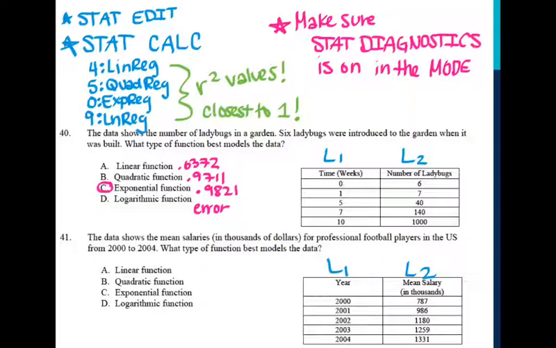For 41, you're doing the same thing. The r-squared value for the linear function is 0.947. For the quadratic function, it's 0.997. For the exponential function, it's 0.916. And for the logarithmic function again, you get an error. So the r-squared value that's closest to 1 is going to be B, the quadratic function. That means it's the one that best matches the data.